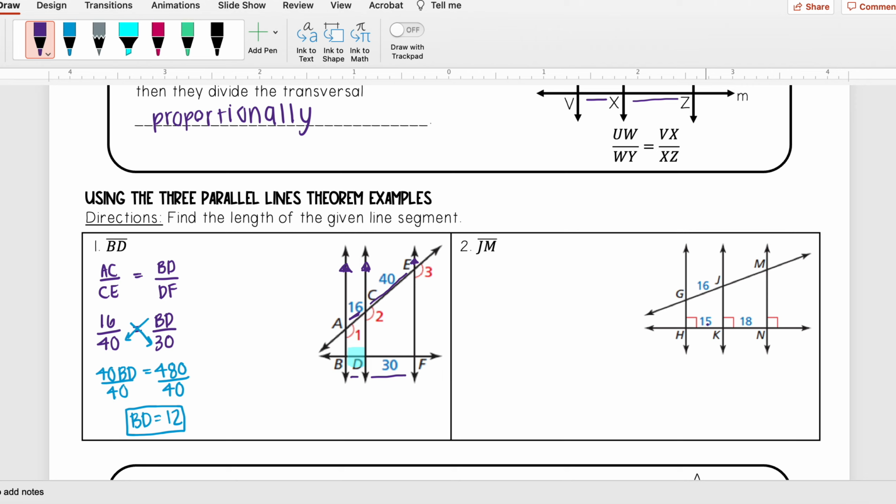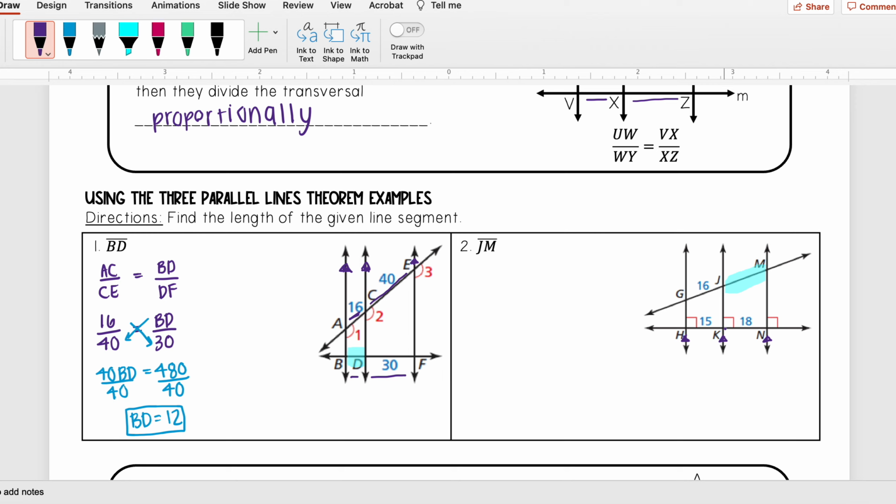Okay, let's try one more. So here I want to find the length of JM, which is right here. So first I'm looking to see if these lines are parallel. I see that these are all right angles. We know that all right angles are congruent because they're all 90 degrees. And I see that these are also corresponding angles. So we know from the corresponding angles theorem converse that these three lines are indeed parallel.